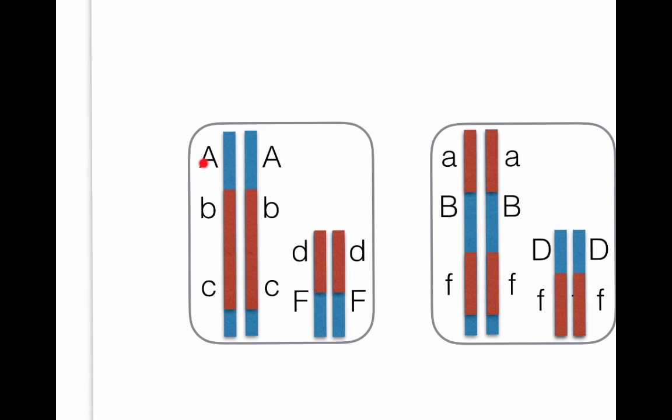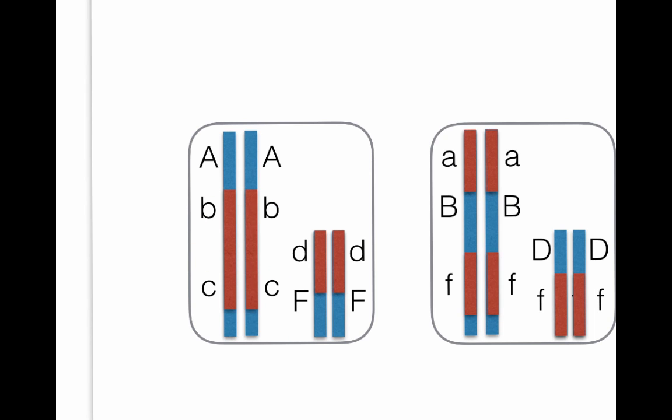And in this case, we see that we have portions that are derived from the blue parent and portions that are derived from the red parent. And of course, we have assumed that all the uppercase alleles come from the blue parent and all the lowercase alleles come from the red parent.